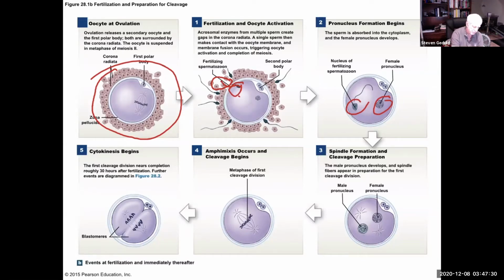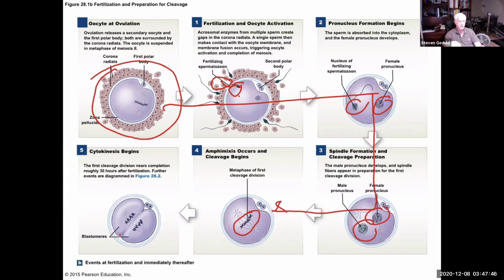Okay, and a blastomere forms, and you get this genetic material lining up. Oops, I'm sorry, I'm going the wrong direction. So anyways, you get these formed, and amphimixis occurs when the genetic material mixes, and then you start to split the material into two forms, and your cytokinesis begins, where you develop two more daughter cells, and you go to 2, 4, 8, and so on as this develops.